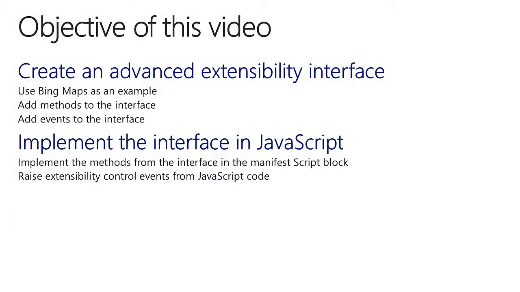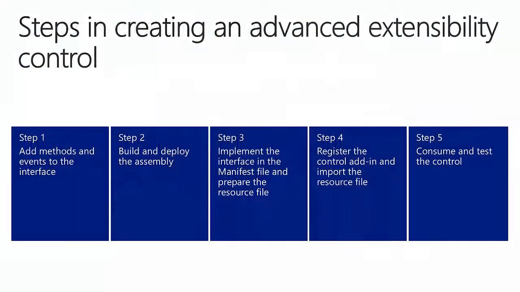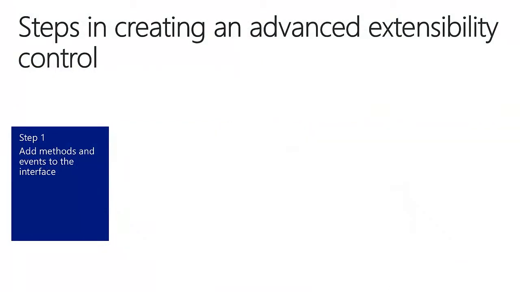The objective of this video is to show how to create an advanced extensibility interface which uses methods and events, and how to implement this interface in JavaScript by implementing the same methods as declared in the interface and raising the events declared in the interface. I'll do this in 5 steps. In the first step, I'll add methods and events to an interface.